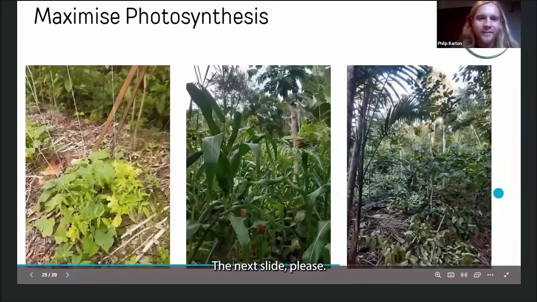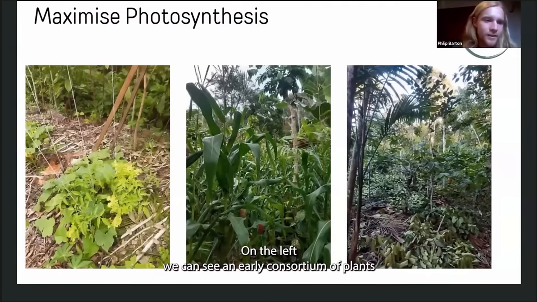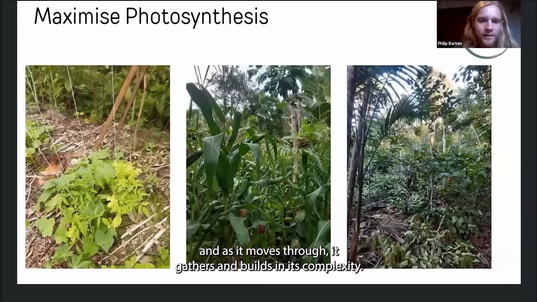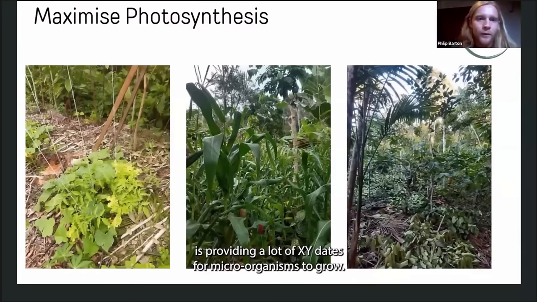This is to maximize photosynthesis at all space and time. On the left, we can see an early consortium of plants. And as it moves through, it builds in its complexity. But the most important thing is we have photosynthesis operating at each stage. That photosynthesis is providing a lot of exudates for our microorganisms to grow. This was corn growing in the middle of the jungle, dark green, no pest and disease issues, highly productive.